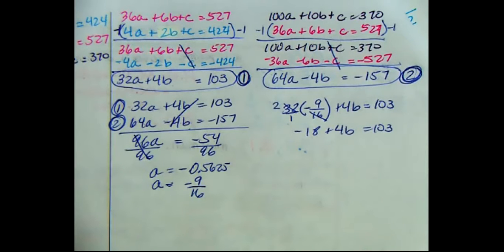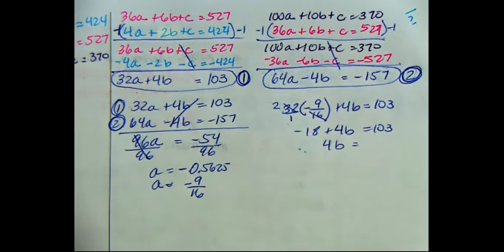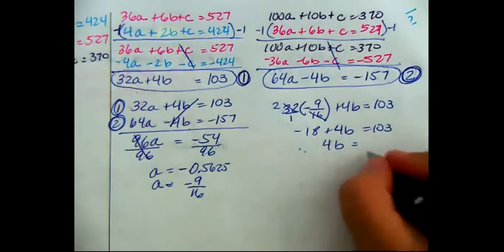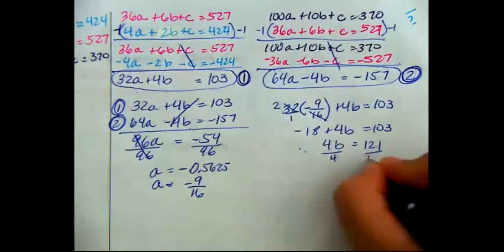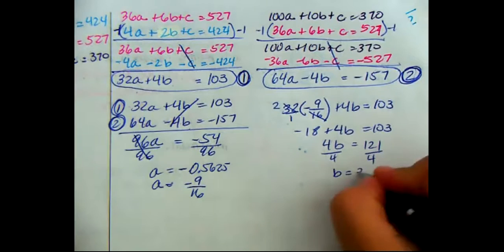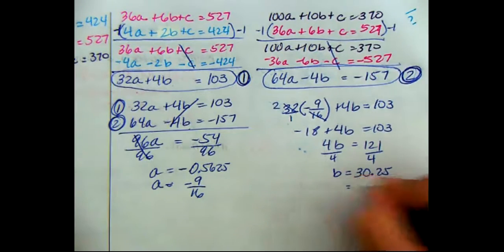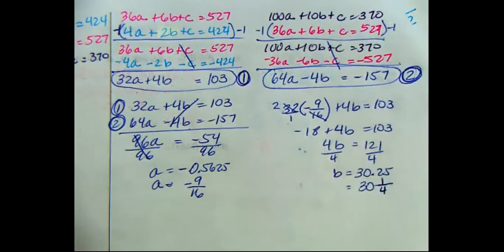Yeah. Add the 18 over. You're going to get 121 divided by 4. You're going to get 30.25. Okay, or fraction wise, 30 and 1/4. But decimals are okay too.